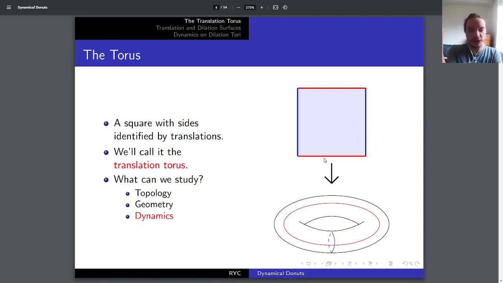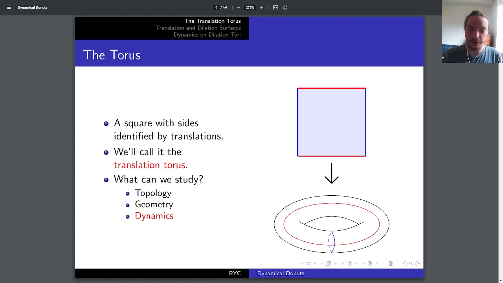And if you take the left and identify it to the right, you make a cylinder, and then you pull the ends of the cylinder around and glue them together to get a donut. Okay? And this donut shape is what we call a torus. And we call it a translation torus because we translated one side over to the other to identify them. We didn't twist or stretch or shrink. We just pulled one over and glued it on.